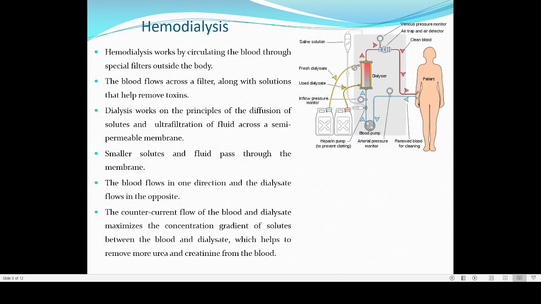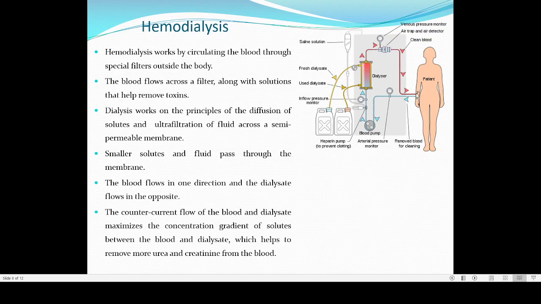What happens in this hemodialysis is that there are two tubes. One tube will be connected with our vein, and another tube will be connected with our artery. Here you can see the arterial blood pressure and the venous blood pressure. This is the vein and this is the artery.